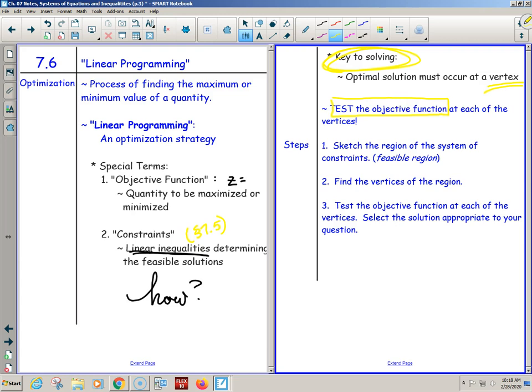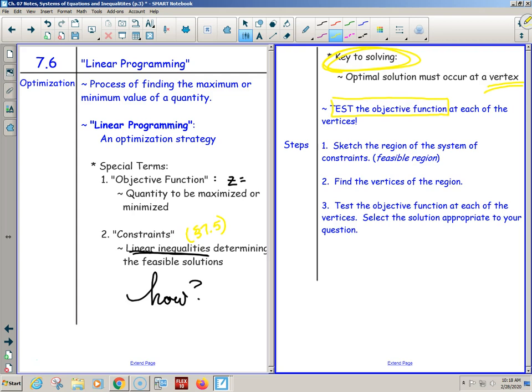We just talked about how the vertices are found by the intersections of the lines that are contributing to, well, my way of saying it, the shaded overlap, or region of the system of constraints, the feasible region if you want to be super snazzy.